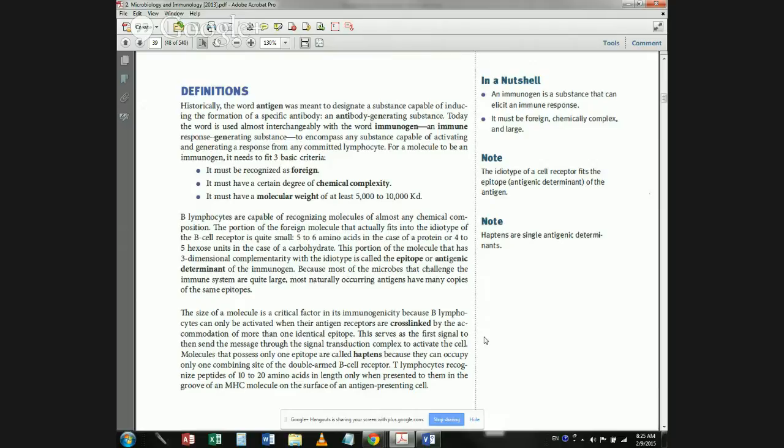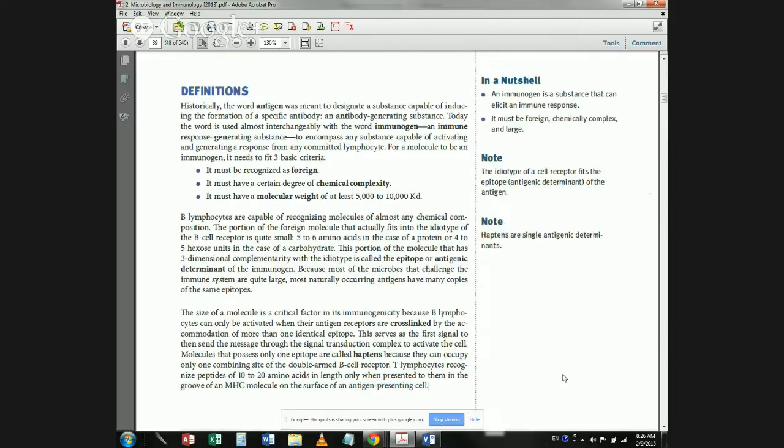So T lymphocytes recognize peptides of 10 to 20 amino acids in length. That's pretty big. Only when presented to them in the groove of a major histocompatibility molecule on the surface of an antigen presenting cell. Why are they telling me this here? I suppose they're telling me that the T cells will not bind to haptens, epitopes, antigens, or immunogens. They will only bind if they have been presented on a silver platter with the MHC molecule from an antigen presenting cell, so to speak. Just as well, you don't want to activate them for no reason. All right, so haptens are single antigenic determinants.